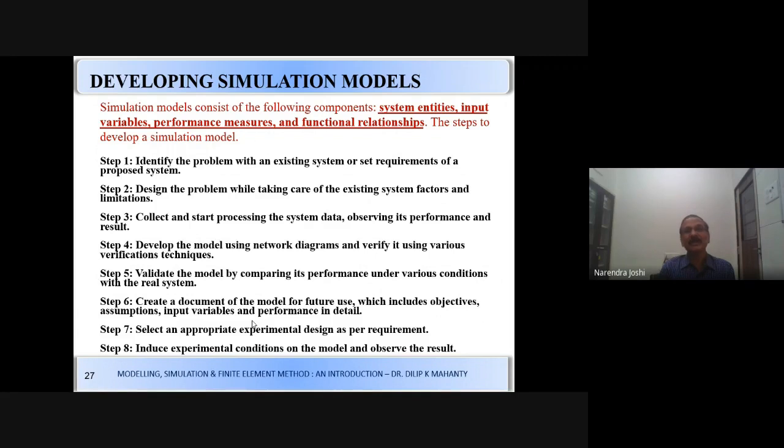Step 4 is to develop the model using network diagrams and verify it using various verification techniques, as I mentioned. Step 5 is validation: validate the model by comparing its performance under various conditions with the actual system. Then create a document of the model for future use, which includes objectives, assumptions, input variables, and performance data. It's important to know that step 6 matters because someone will come in the future and start understanding how the system, or the whole simulation model, is going to behave with changed input variables.